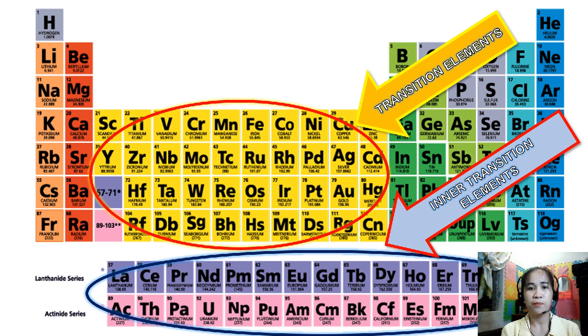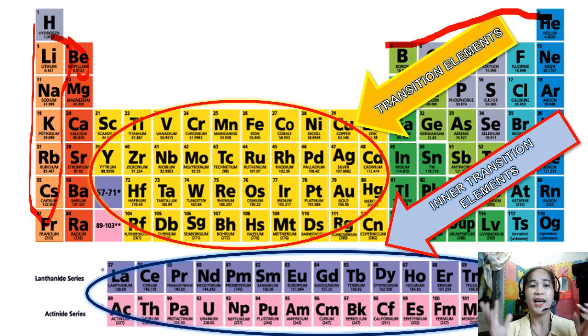The elements from the taller columns, group 1, group 2, and groups 13 to 18, are called representative elements or main groups of the periodic table. So take note of that. Groups 1, 2 and 13 to 18 are called the representative elements or main groups of the periodic table.